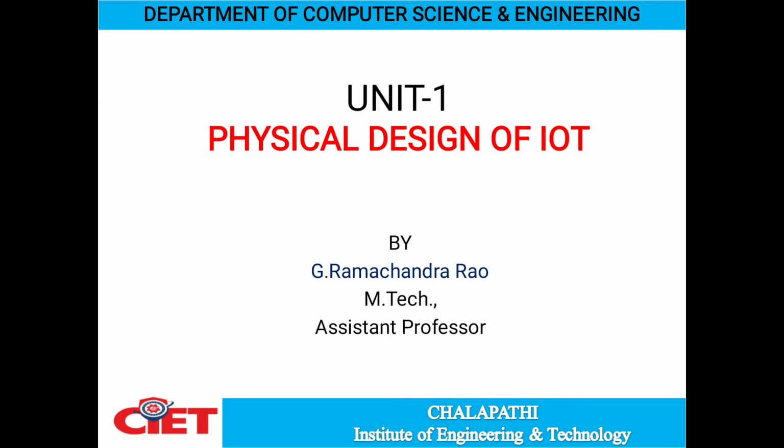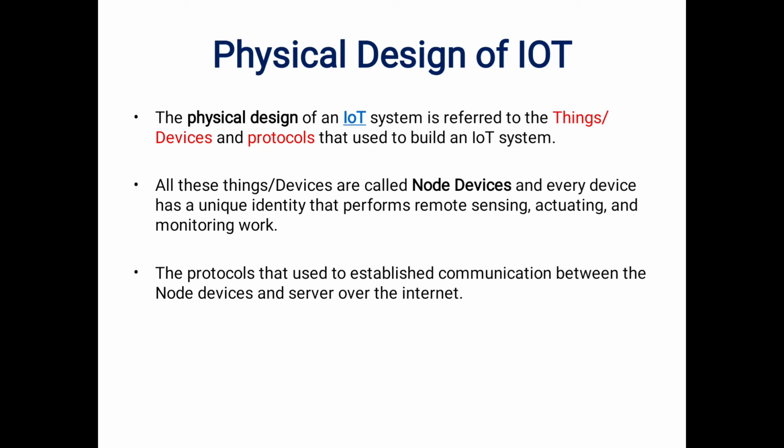Today I am going to discuss the physical design of IoT. The physical design of an IoT system refers to the things or devices and protocols that are used to build an IoT system. For example, if I want to build any IoT system, I must have devices and protocols. What different types of devices do I need, and what different types of protocols are to be used to communicate from one device to another device?